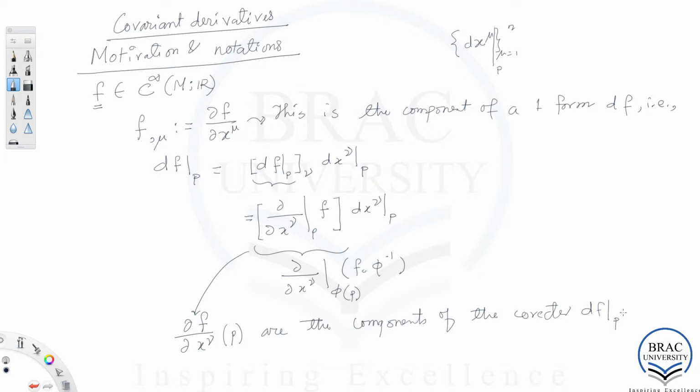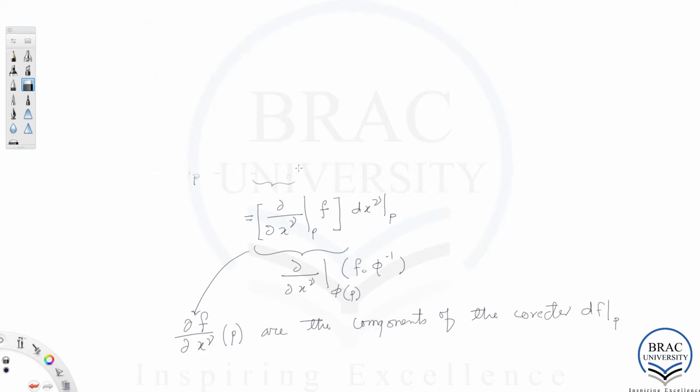We can restate this fact by saying that the gradient, the partial derivative of a scalar function, is a 0,1 tensor. So the gradient of a scalar function is a 0,1 tensor. Good. Now, let me erase everything.